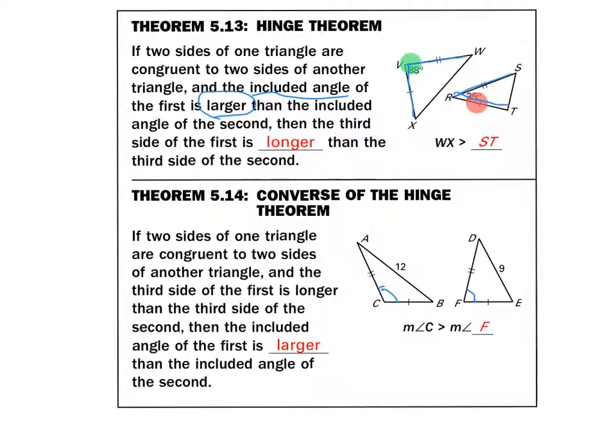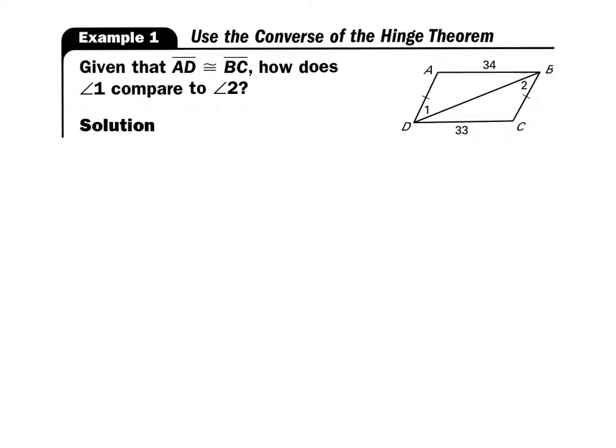Okay, so again, the theorem states that if two sides are congruent but the included angle in one triangle is greater, then the side facing that angle is larger than the third side in the second triangle. The converse of that states if two sides are congruent and the third side is larger in one triangle, then that corresponding angle opposing the third side is larger than that in the second triangle. Okay? Let's see how we use the Hinge theorem and the converse of it.